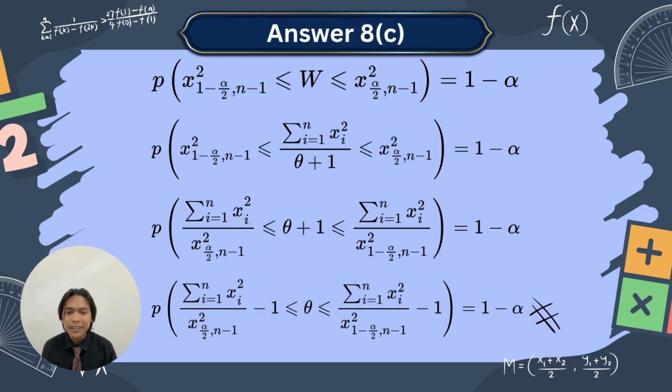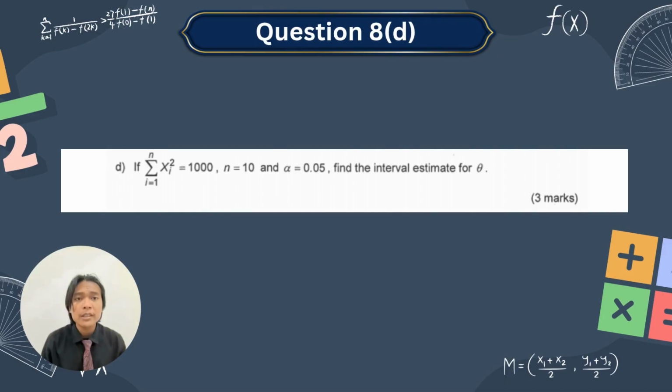To get only theta in the middle, we need to subtract 1 from both sides of the equation so that it will leave us with theta in the middle. Therefore, that is our 1 minus alpha 100% confidence interval. For question D, it is said that if sum of xi squared is equal to 1000, n is equal to 10 and alpha equal to 0.05, find the interval estimate for theta.